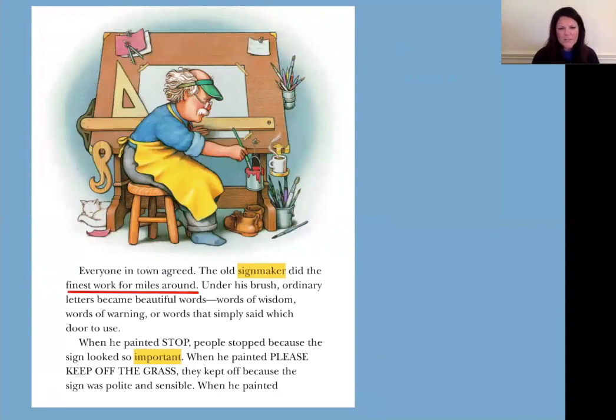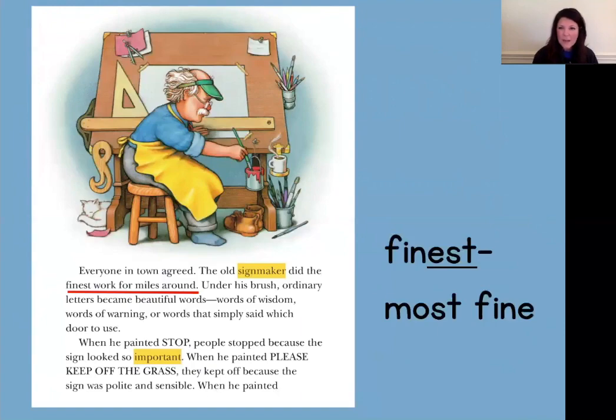Yeah, I noticed this phrase right here, that he creates the finest work for miles around. And when I look at the word finest, I see that it has a suffix on it, est. And I know that est means most. So the word finest means the most fine, or the best. So he creates the best work for miles around. And when people read his sign, they do what the sign says. That's important to remember.